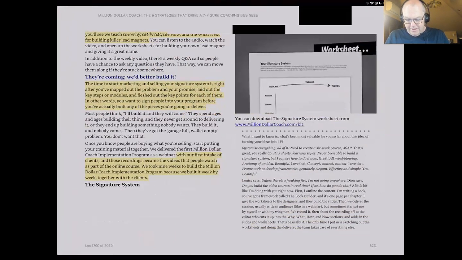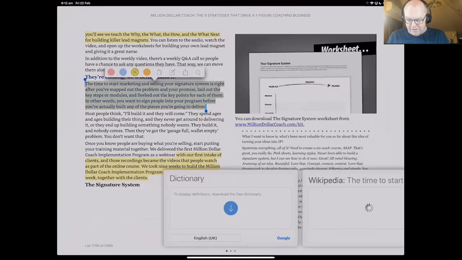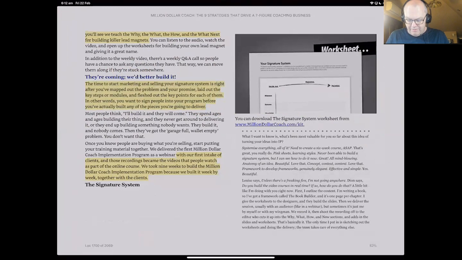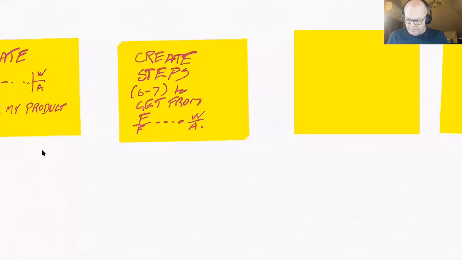Right, and then the time to start marketing and selling your signature system is right after you've mapped out the problem and your promise, laid out the key steps. Most people think, I'll build it and they will come, and they spend ages building their thing and they never get around to delivering it. Or they end up building something nobody wants. Once you know people are buying what you're selling, start putting your training material together. That's a freak out for high fact finders. For me, it's a natural part, but let's, again, put this in. Okay, so we've got that there. Sell product.